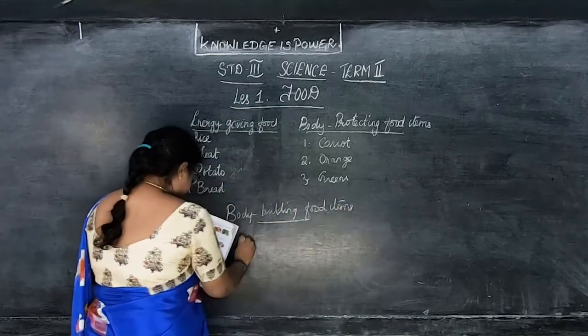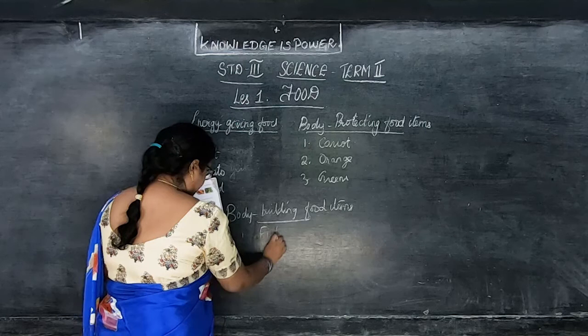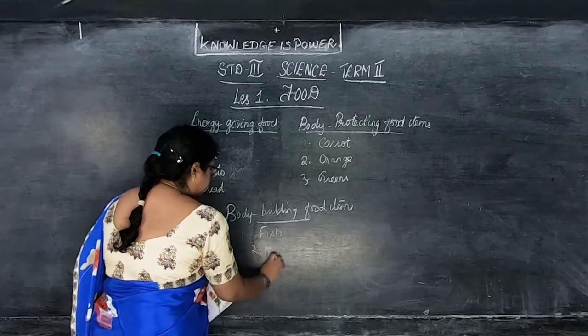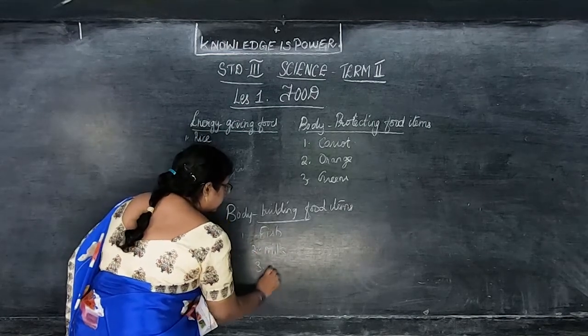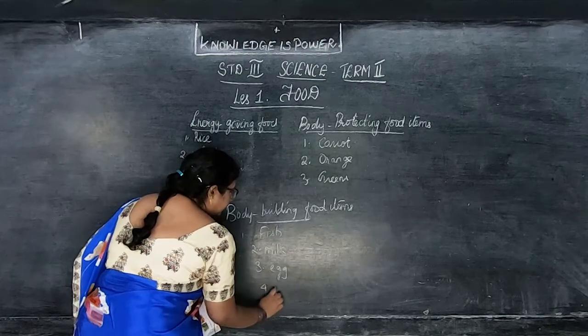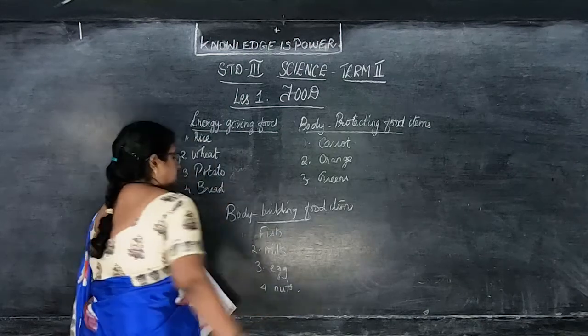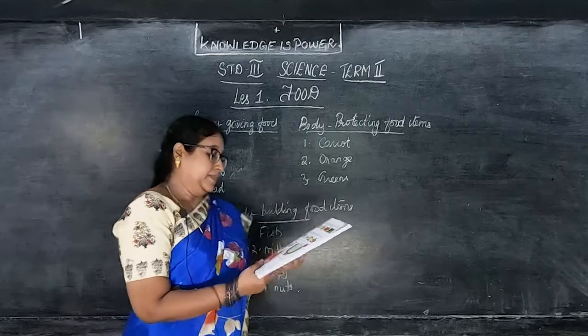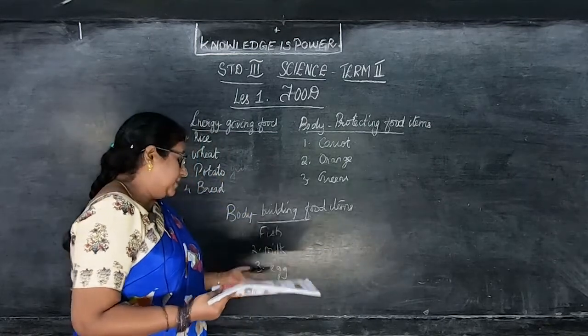Okay, that is fish, milk, egg and nuts. Okay, children, right? So these are the 3. So body building food items, that is fish, milk, egg and nuts.